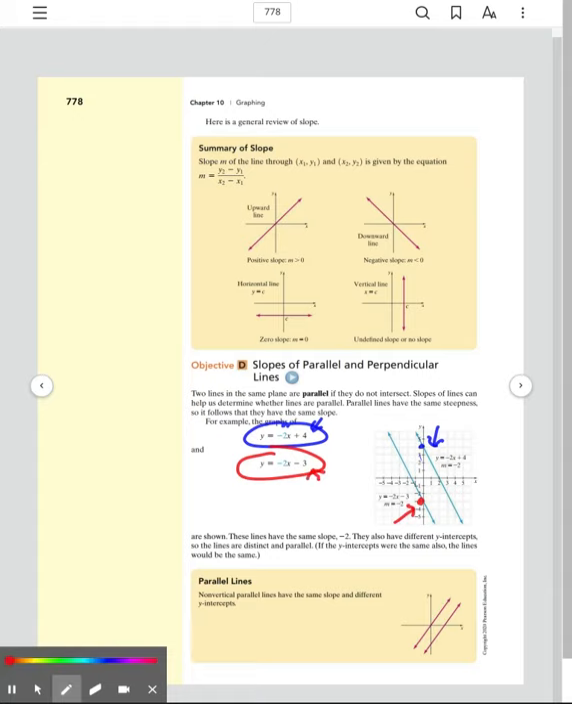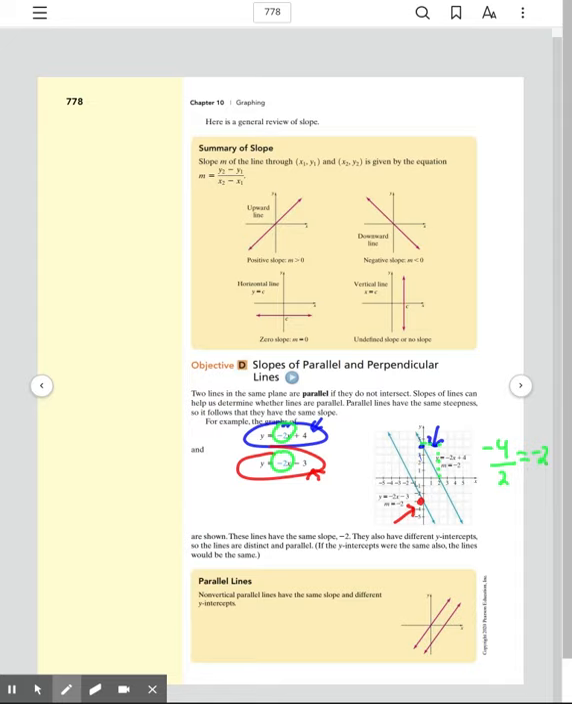But their slopes are the same. -2, -2. This one looks like it goes over 1, 2 units, and it goes down 1, 2, 3, 4 units. So it goes down 4 over 2. That reduces to negative 2.